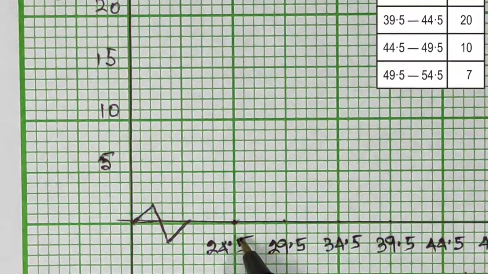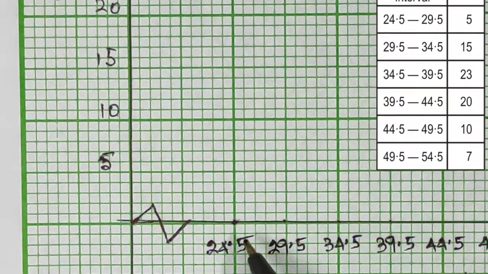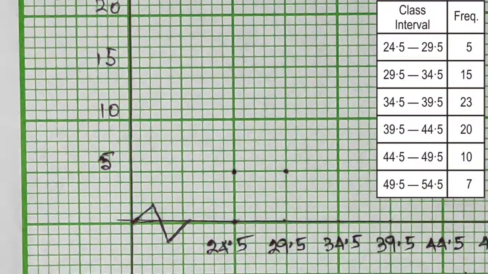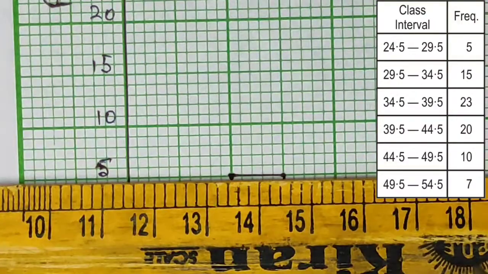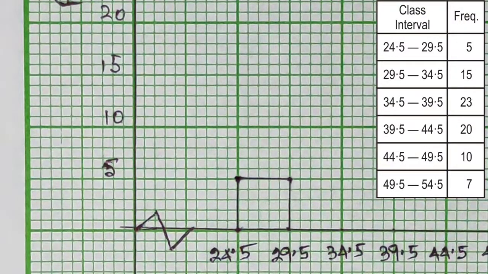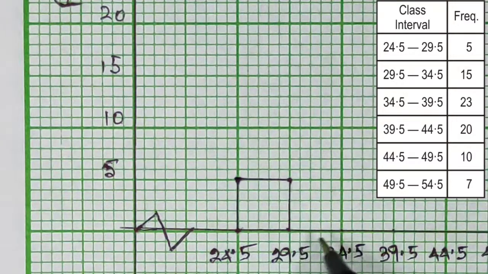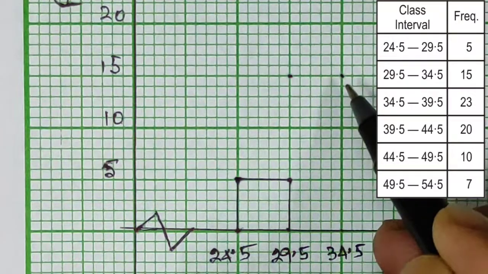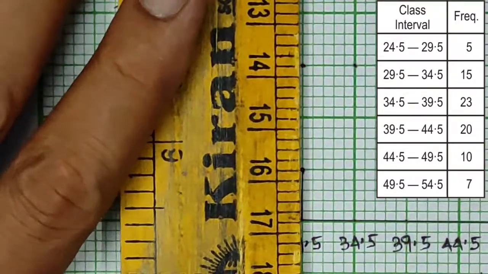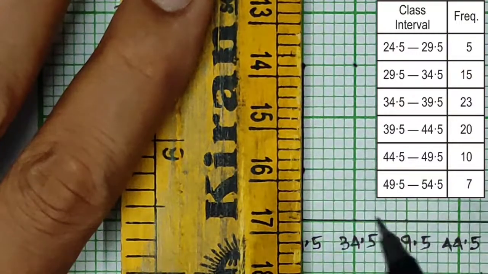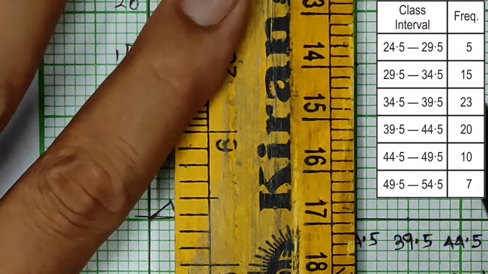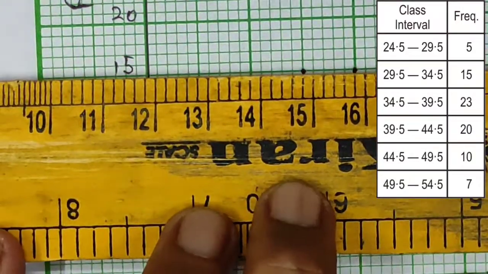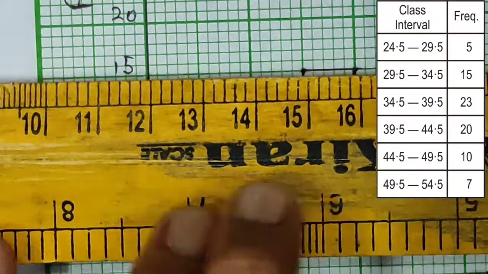As we are starting from 24.5, now from 24.5 to 29.5 is 5. So, we will move up to this side. This is our first bar. This is my first bar. 29.5 to 34.5, here it is 15. So, we will move up to this 15. Draw the straight lines. Draw all the straight lines by using the ruler only. Don't draw free handed. This is the second bar. Like this.